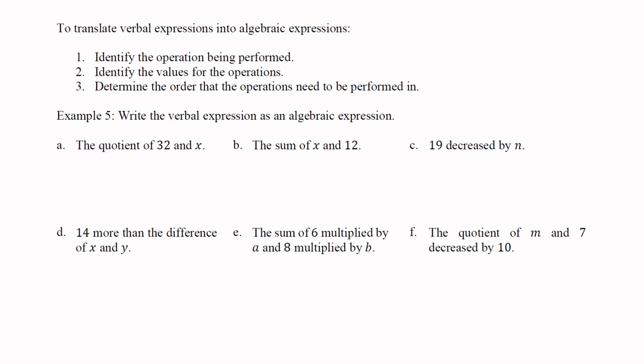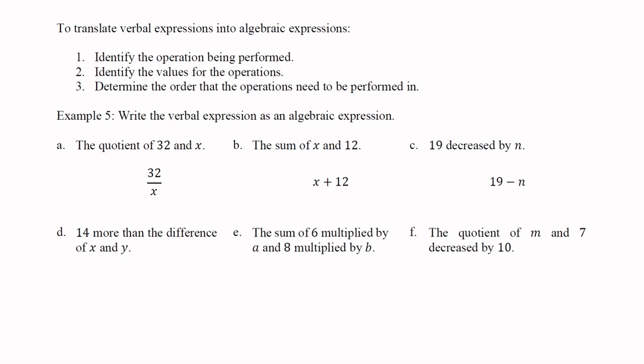The quotient of 32 and x. Okay, so if you want the quotient of 32 and x, that is a division problem. The word quotient tells us that, and it's going to be 32 divided by x. And we can write it in fraction form like this. The sum of x and 12 is simply x plus 12. 19 decreased by n. So decreased by n means that we are removing n from 19. So that's 19 minus n.